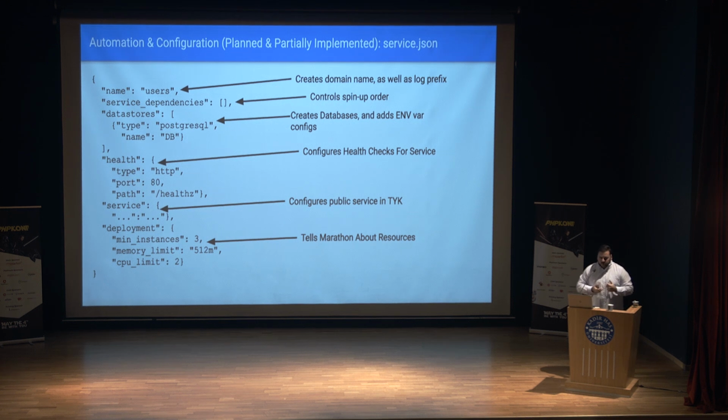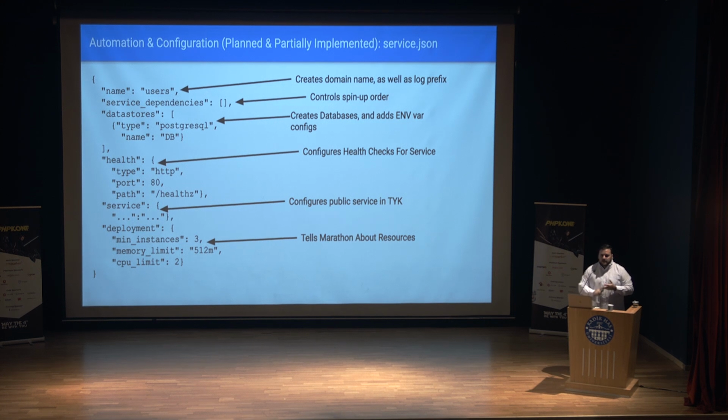Finally, for our infrastructure, we defined and created a JSON definition. This described every single service. So in the root of each repository would be a service.json file, which had the name of the service, what other services were needed, its dependencies, and what data stores were needed. So here, this is defining a Postgres database that this service depends upon.